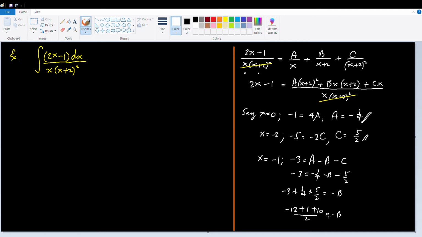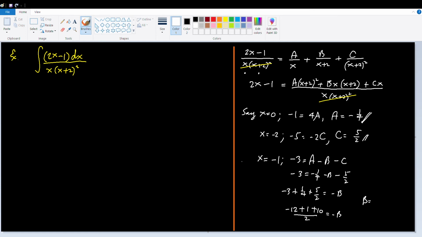Is that correct? Let me see. Negative 3 times 4 is negative 12 plus 1 plus 10. Okay, so negative 12 plus 11 is negative 1/2, and then our b will be positive 1/2. Now, I need to check this.